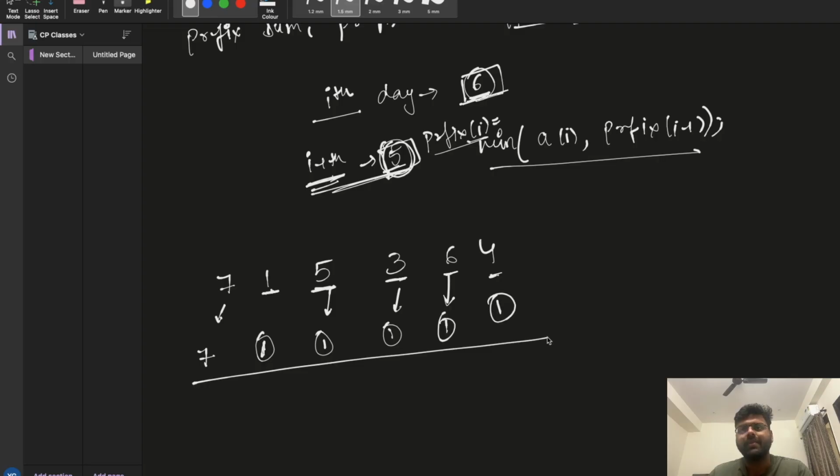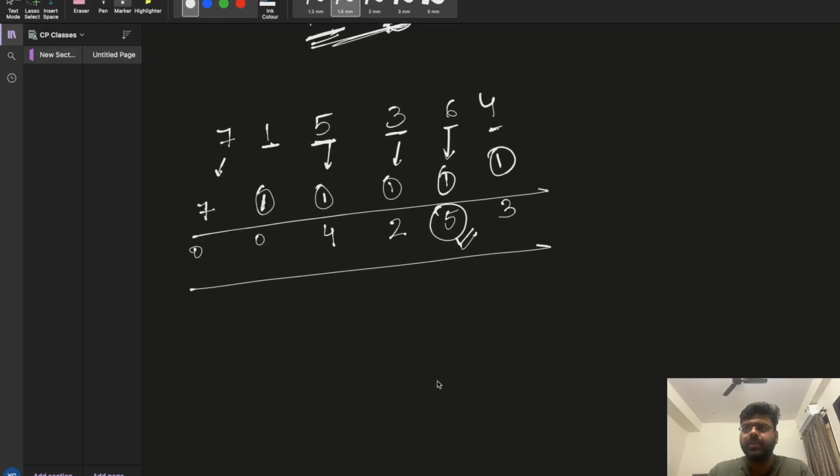Now if we need to find the maximum profit, 7 minus 7 is 0, 1 minus 1 still 0, 5 minus 1 would be 4, this would be 2, this would be 5, and this would be 3. So the maximum out of all of these is 5, and 5 is our answer.